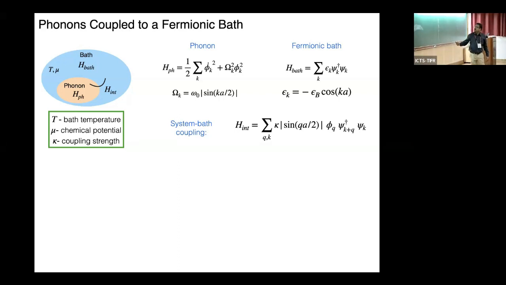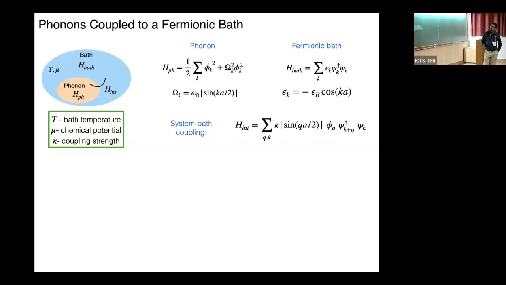Again, these are non-interacting. And then I have a system bath coupling between the phonons and the fermions, which is the standard form, chi dagger chi, coupled with phi, which is the phonon field. And the coupling has a sine Qa over 2 because this is the standard deformation potential. If Q goes to 0, the phonon mode is just a basic translation, and then there's no coupling to the fermions. So whatever coupling you have, that matrix element will have to go to 0 as Q goes to 0. And so this is a very standard electron phonon type coupling.